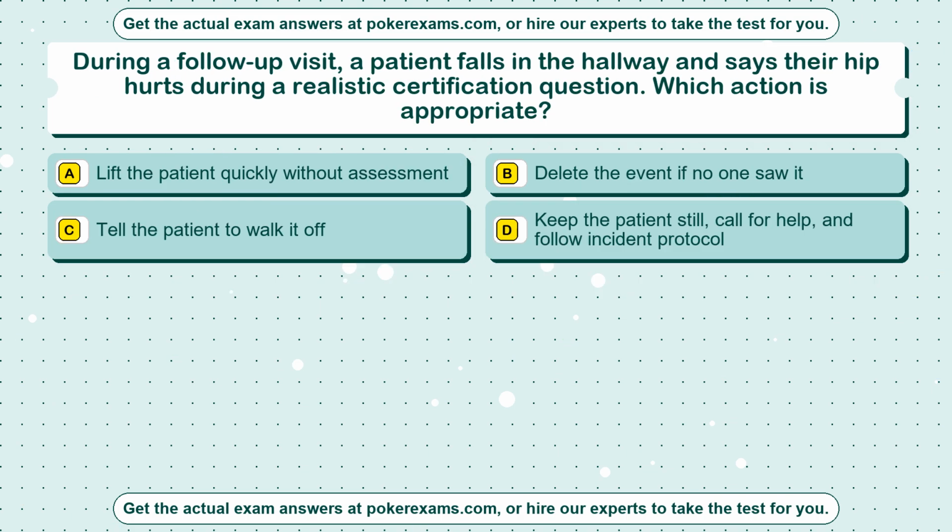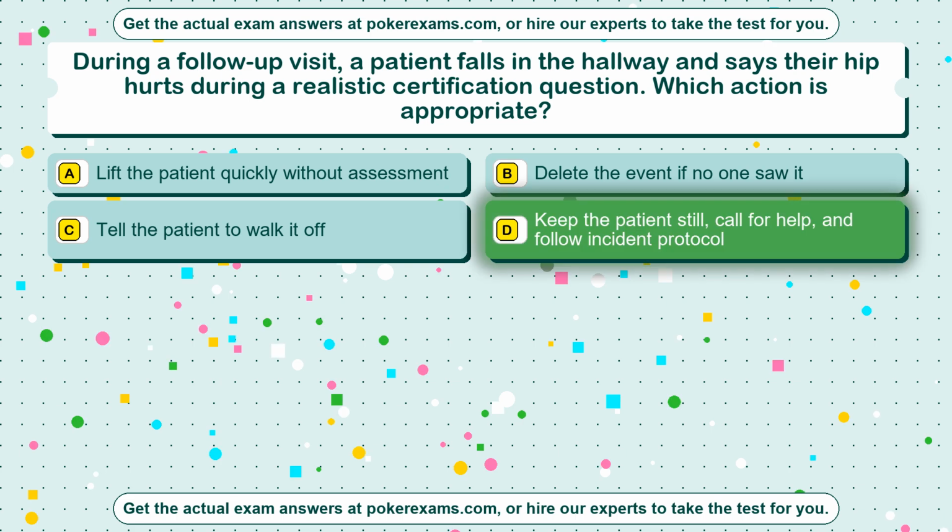Question 90. During a follow-up visit, a patient falls in the hallway and says their hip hurts during a realistic certification question. Which action is appropriate? Option A, lift the patient quickly without assessment. Option B, delete the event if no one saw it. Option C, tell the patient to walk it off. Option D, keep the patient still, call for help, and follow incident protocol.